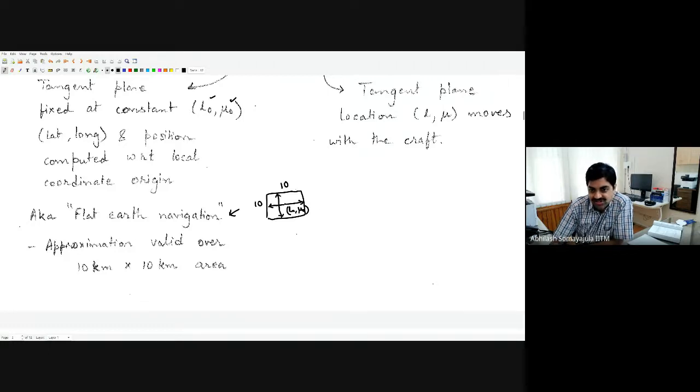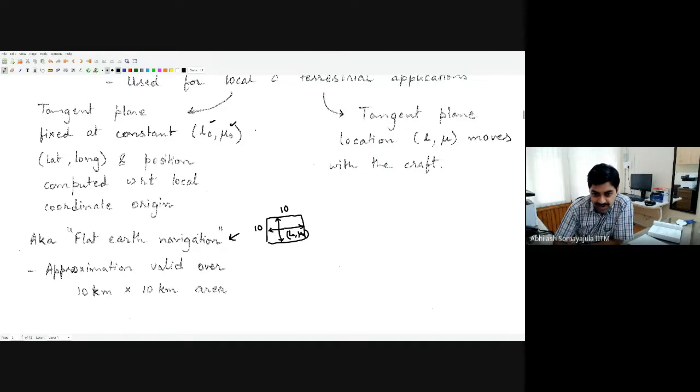I need not start looking at how the latitude or longitude is changing over time. I can simply say my coordinate frame is fixed here, and from there the location or distance can be taken as a linear distance. So the curvature of the Earth is not really affecting it. That's why I can consider this to be a flat space, and hence the name Flat Earth Navigation System.